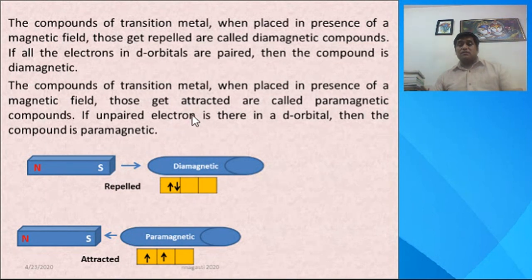For the transition metal and its complex having d orbitals where unpaired electrons are left, not all the electrons are in paired form, the compound is going to be paramagnetic. What does it suggest? If a paramagnetic compound is placed near a permanent magnet, it gets attracted towards the magnet. Look at the electronic configuration. You have unpaired electrons here, and this is paramagnetic in nature, and this is getting attracted towards the magnet.